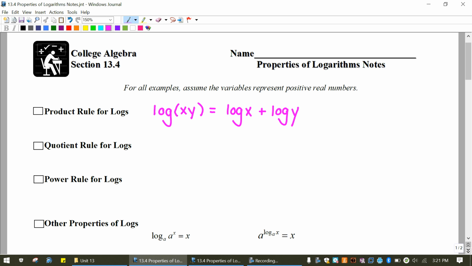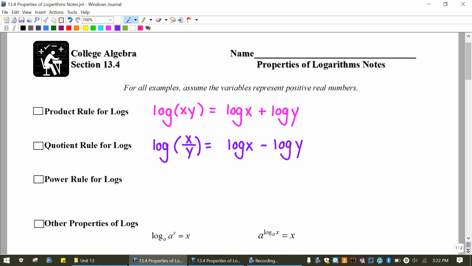The quotient rule is the log of x over y. Again, each piece, the x and the y, gets its own logarithm, but since you are dividing those variables, it is going to be subtraction that separates each log.